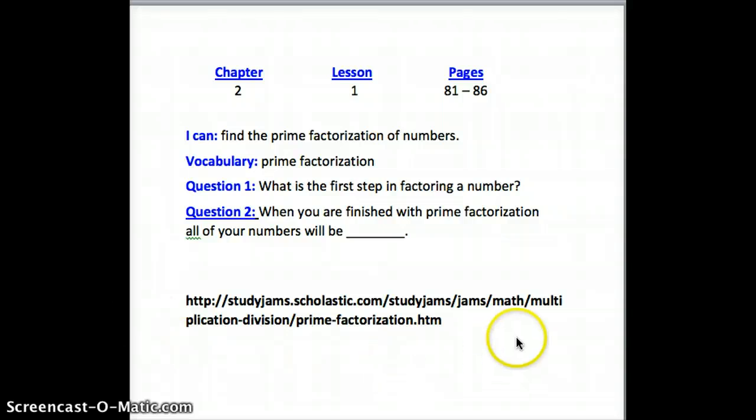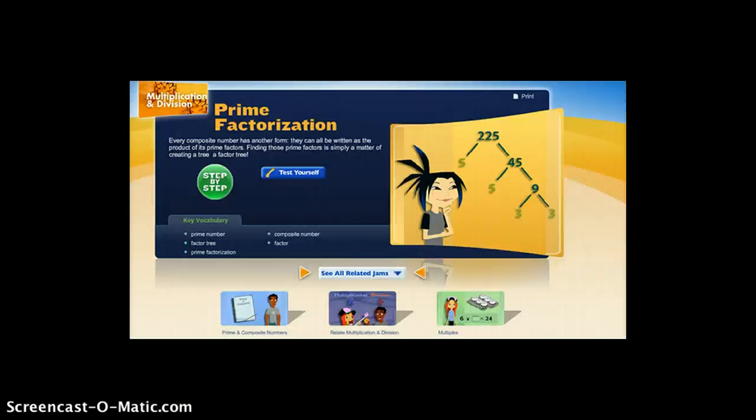And I'm going to leave this link right here. We're going to watch a video on that website, and there's other parts that I'll show you where you can try it for yourself. So if you do go to that link, this is what will come up, and if you click this test yourself, that's where you can practice with it. But first, we're going to watch this little clip that walks you through it.